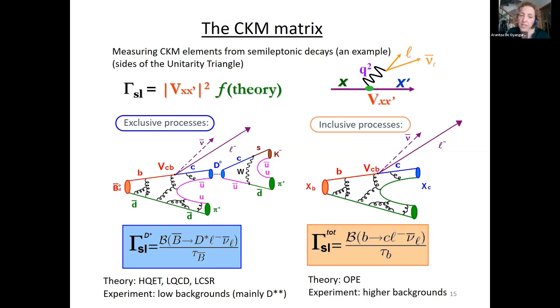In the case of VCB, the theory is better. If I remember correctly, the theory is better as compared to the exclusive one, because there you have the form factors, and here you have the operator product expansion. So I think the theory is much better controlled in the inclusive. I have to check, but I will say yes.